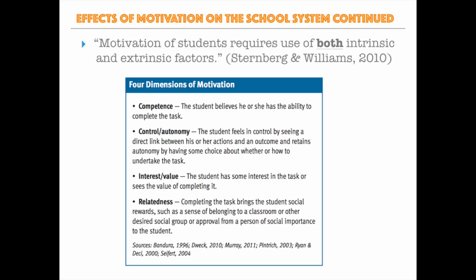Control and autonomy, where the student feels in control by seeing a direct link between his or her actions and an outcome, and retains autonomy by having some choice about whether or how to undertake the task. 3. Interest and value, where the student has some interest in the task or sees the value of completing it. And 4. Relatedness. Completing the task brings the student social rewards, such as a sense of belonging to a classroom or a desired social group or approval from a person of social importance to the student.